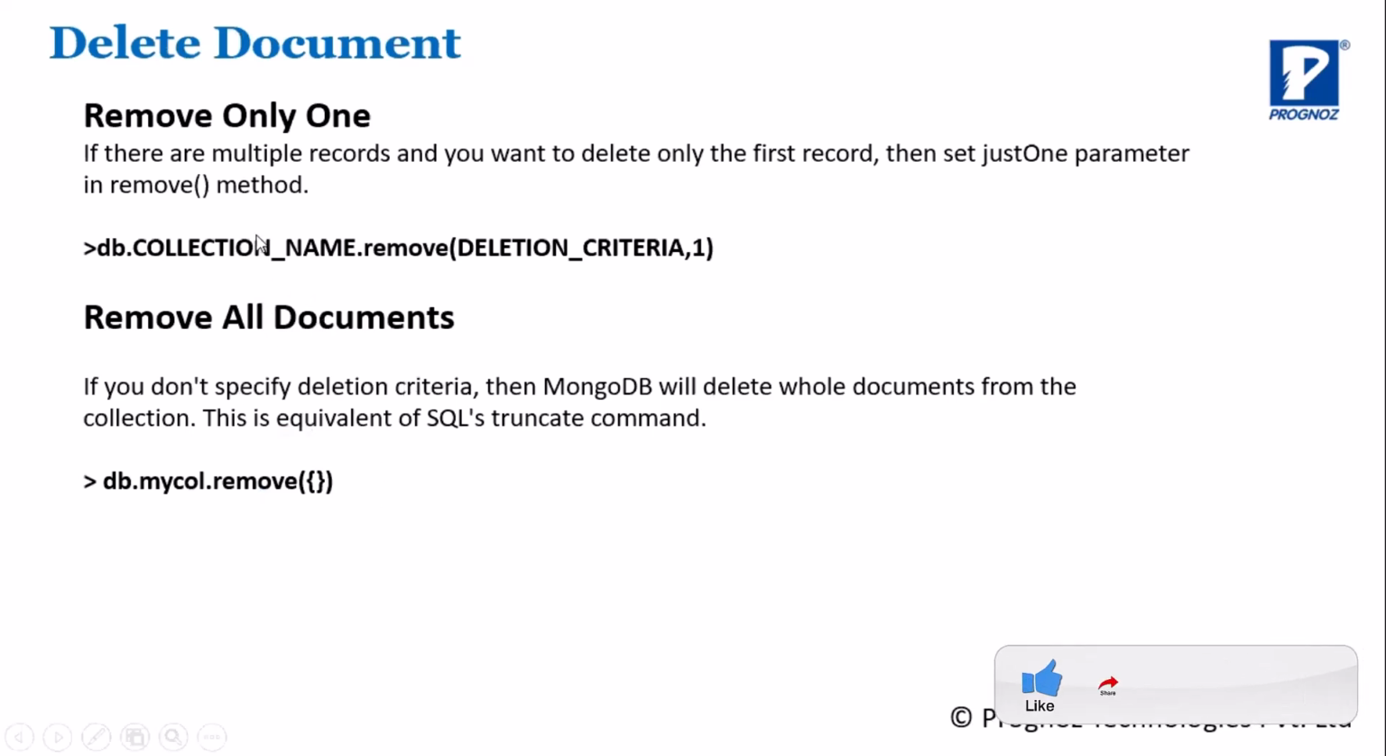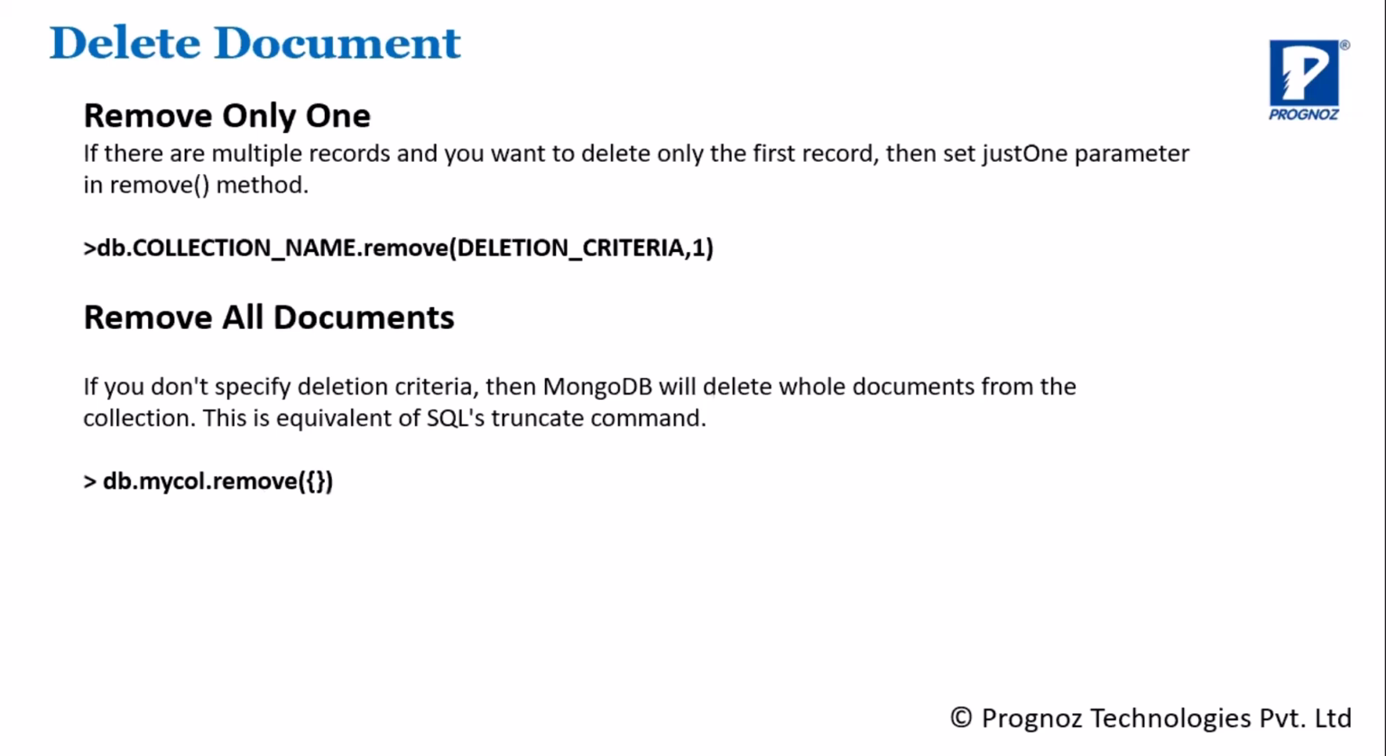If you want to remove all the documents, then you have to write db.collectionName.remove with curly brackets open and close, and nothing inside, so that all the documents get removed. So db.collectionName.remove, curly bracket open and curly bracket close, and all the documents are going to be removed. Because we have not given any condition, everything is going to be removed.